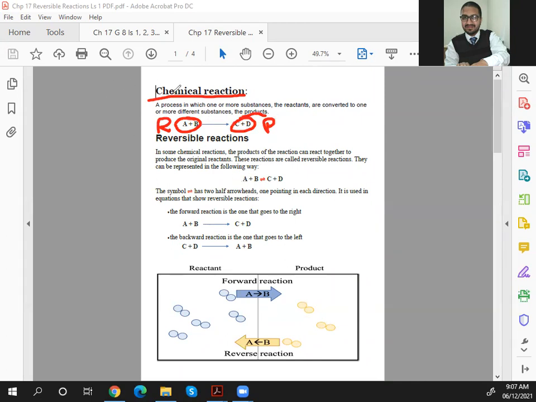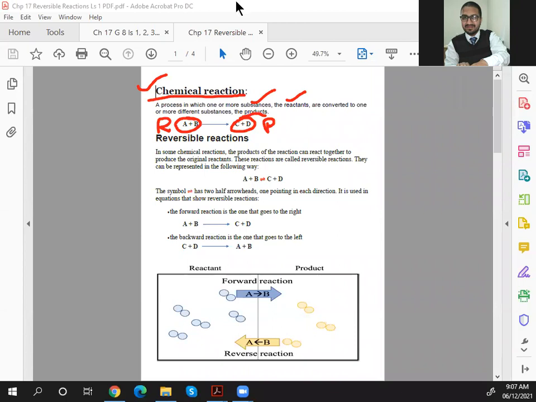Now this is a simple chemical reaction in which two substances, which we name reactants, react with one another and convert into products C and D. It's called a simple chemical reaction. Moving next, the next definition mentioned here is the reversible reaction. It is a type of chemical reaction actually. So let's see what this one is.